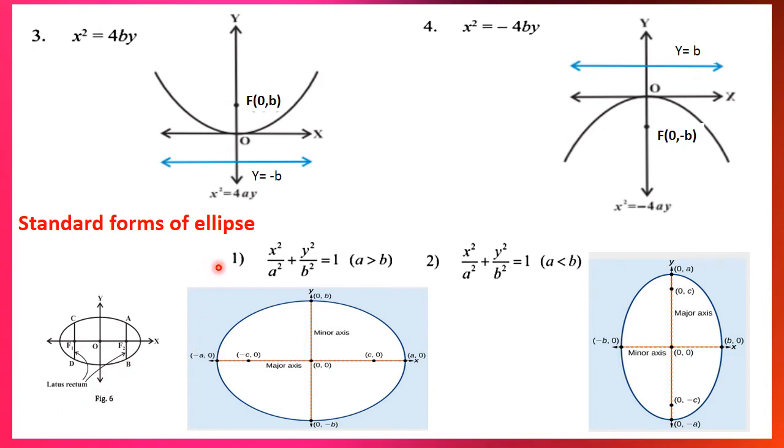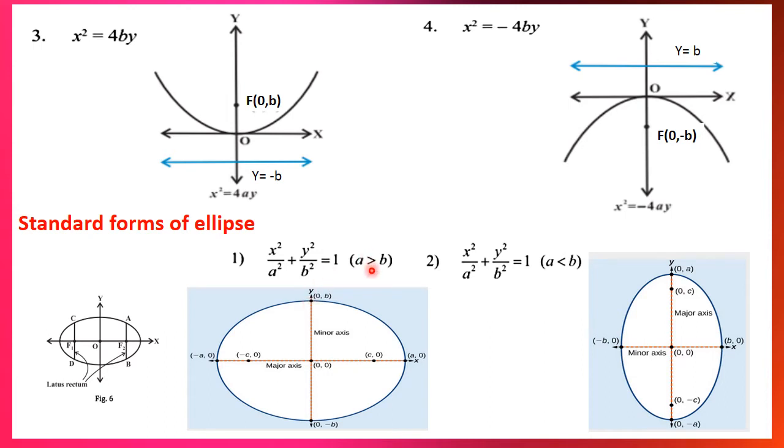Now we learn the first shape. The standard equation is x square upon a square plus y square upon b square is equal to 1, where a and b are the distances from the origin to the boundary along the x-axis and from the origin to the boundary along the y-axis respectively.